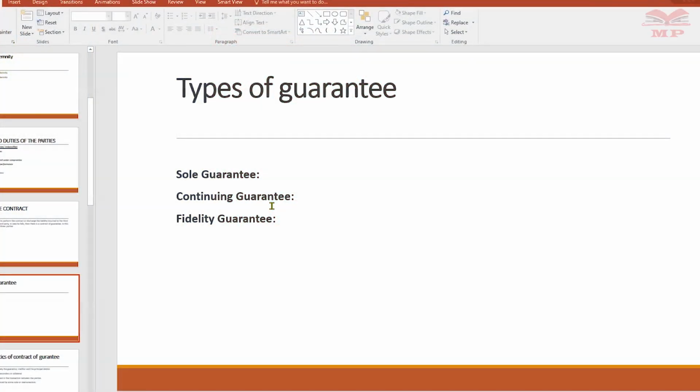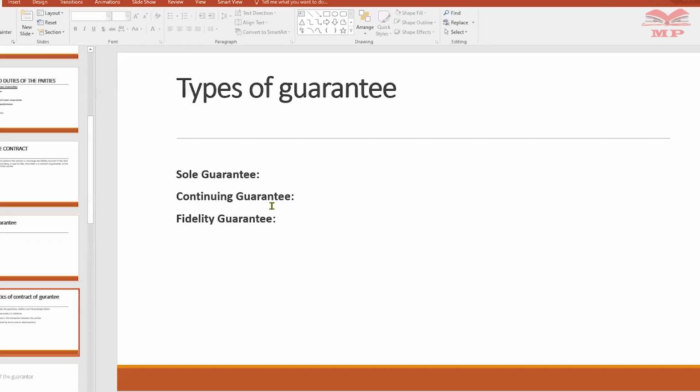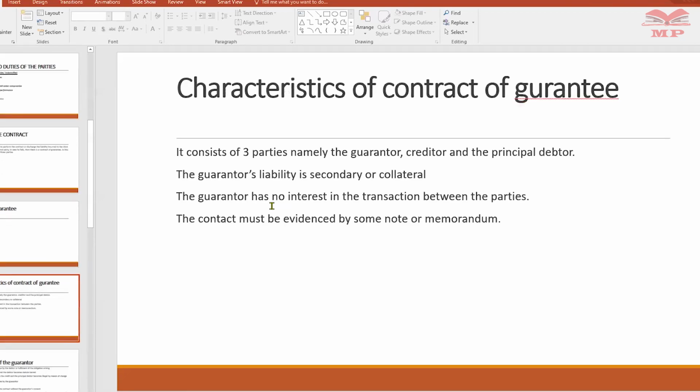So what are the characteristics of a contract of guarantee? We have said there are three parties: the guarantor, the creditor, and the principal debtor. And we have said the principal debtor and the creditor need the guarantor to cushion the creditor from the actions of the principal debtor. And the guarantor's liability is secondary or collateral.